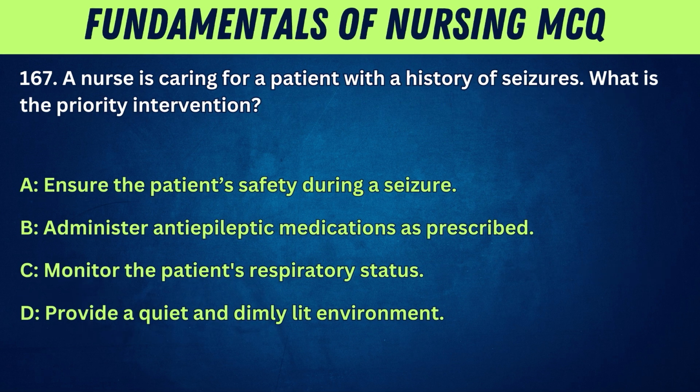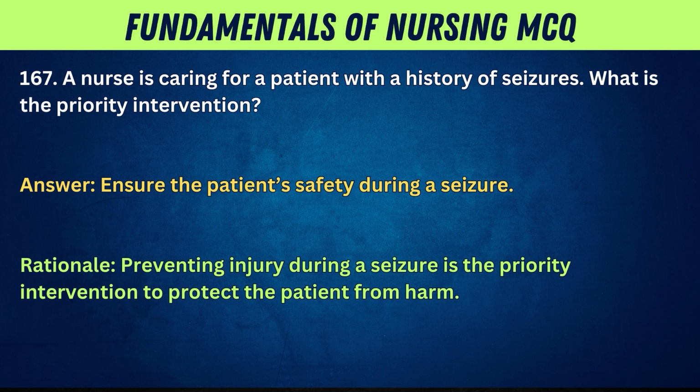167. A nurse is caring for a patient with a history of seizures. What is the priority intervention? A. Ensure the patient's safety during a seizure. B. Administer anti-epileptic medications as prescribed. C. Monitor the patient's respiratory status. D. Provide a quiet and dimly lit environment. Answer. Ensure the patient's safety during a seizure. Rationale. Preventing injury during a seizure is the priority intervention to protect the patient from harm.